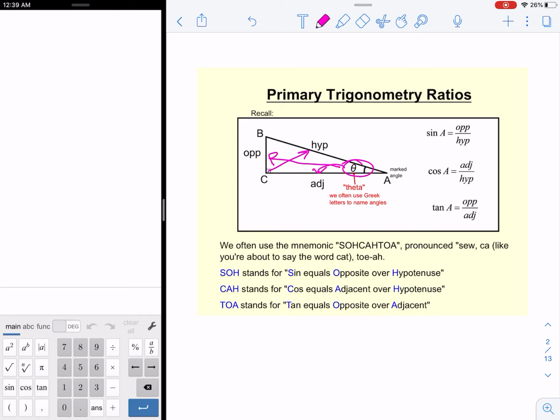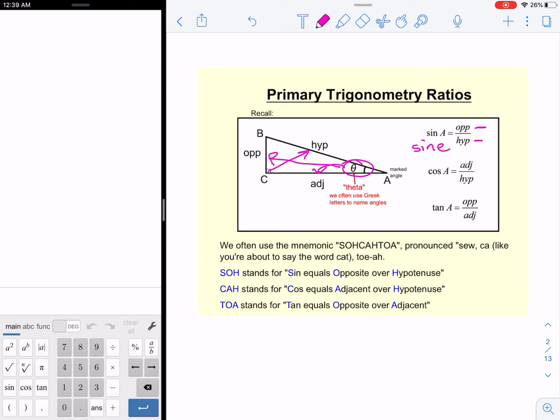When we take the length of the opposite side and the length of the hypotenuse and divide those two things, so that's the ratio of opposite to hypotenuse, that ratio is called sine. It looks like sin, but it's sine, and it's short for sine. So the sine of angle A equals the length of the opposite side divided by the length of the hypotenuse side.